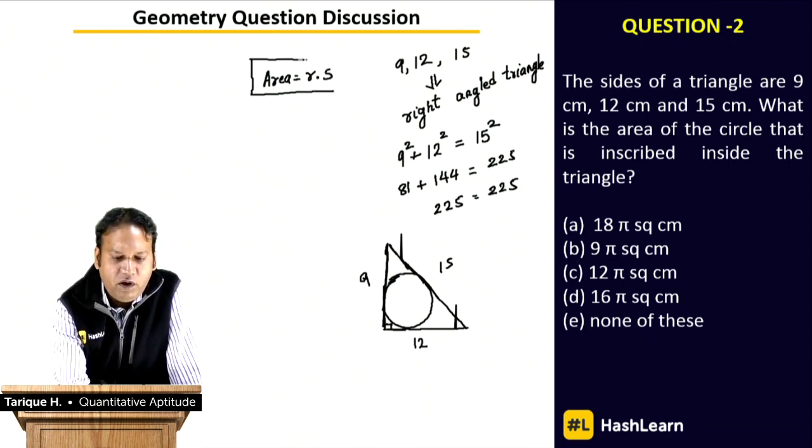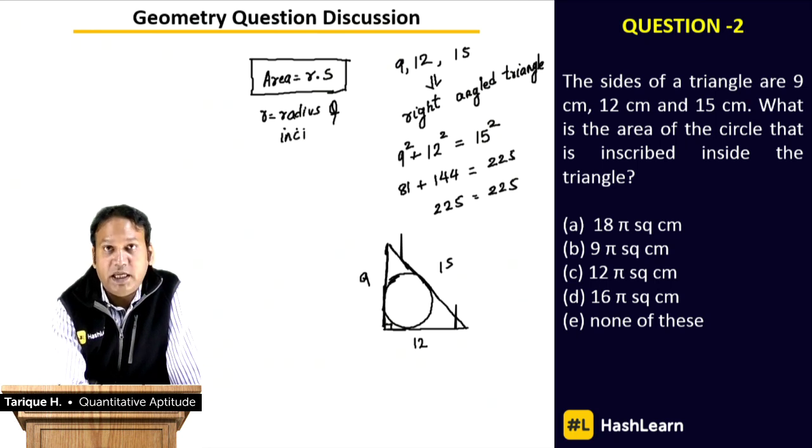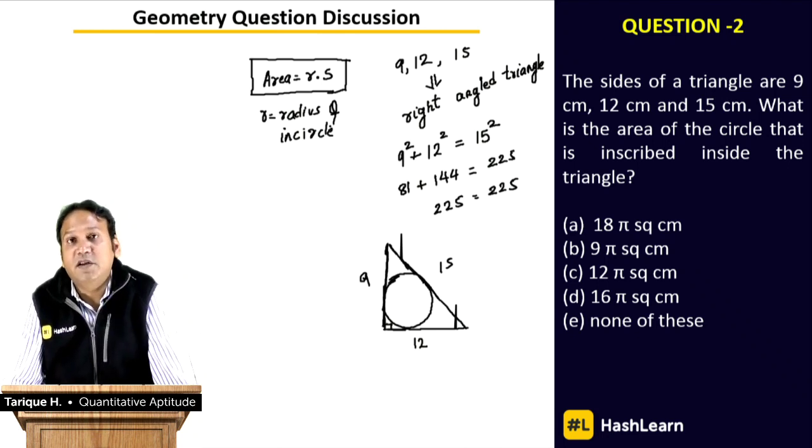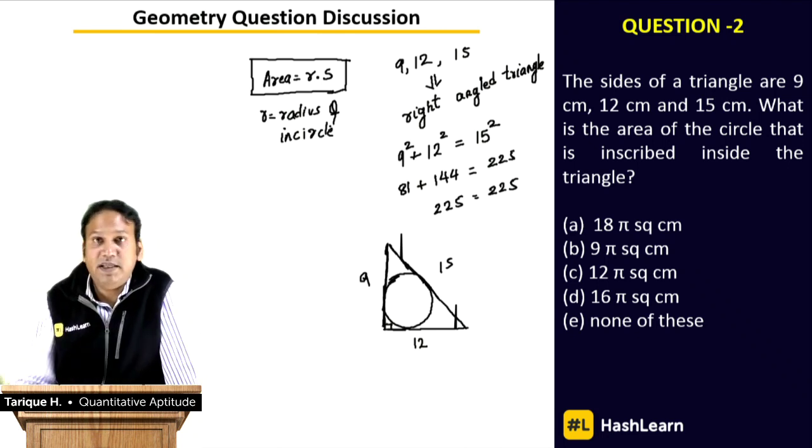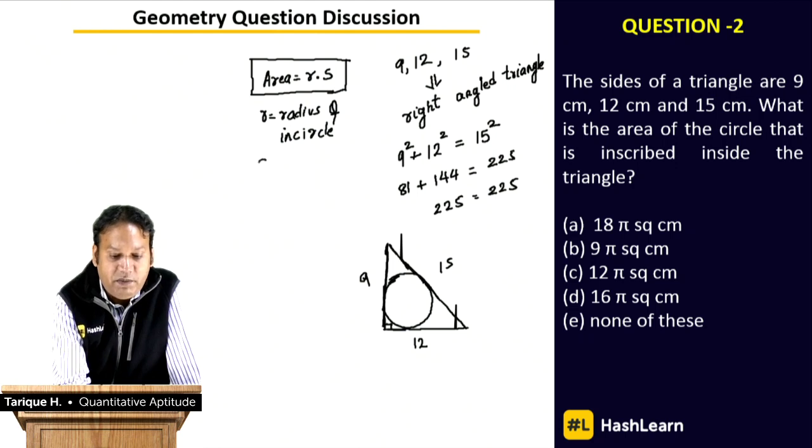In the formula of the area of a triangle, R into S, R is the radius of the in circle. In circle means the circle inscribed inside the triangle. Okay, what is R? R is the radius of the in circle. And what is S here? S is the semi perimeter. Semi perimeter means half of the perimeter.